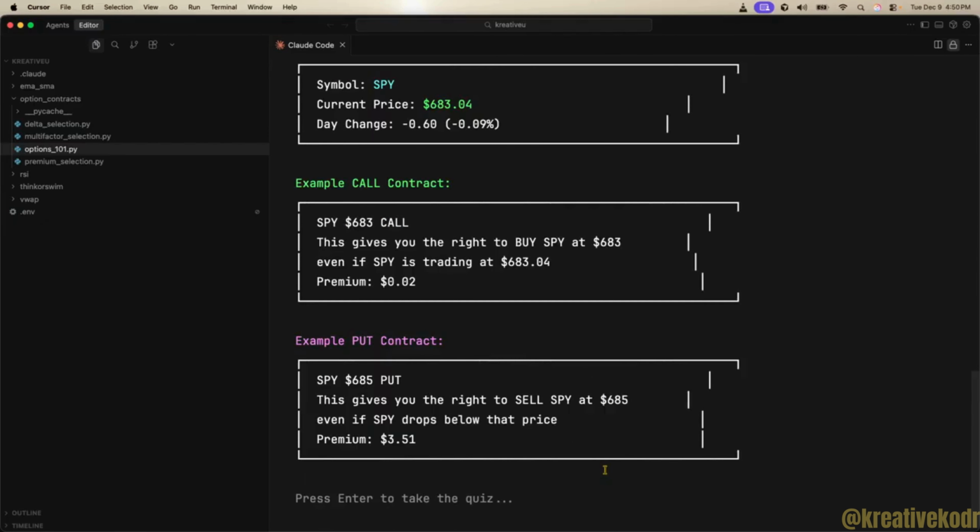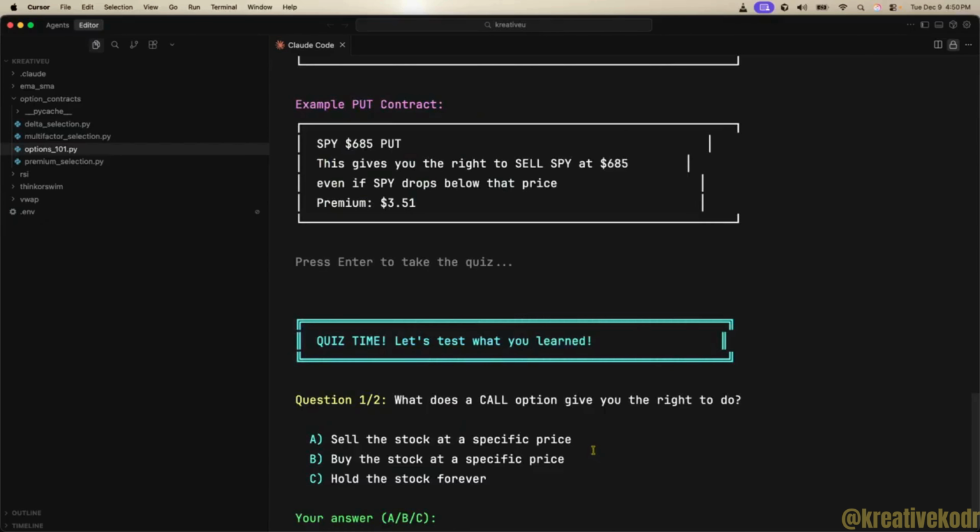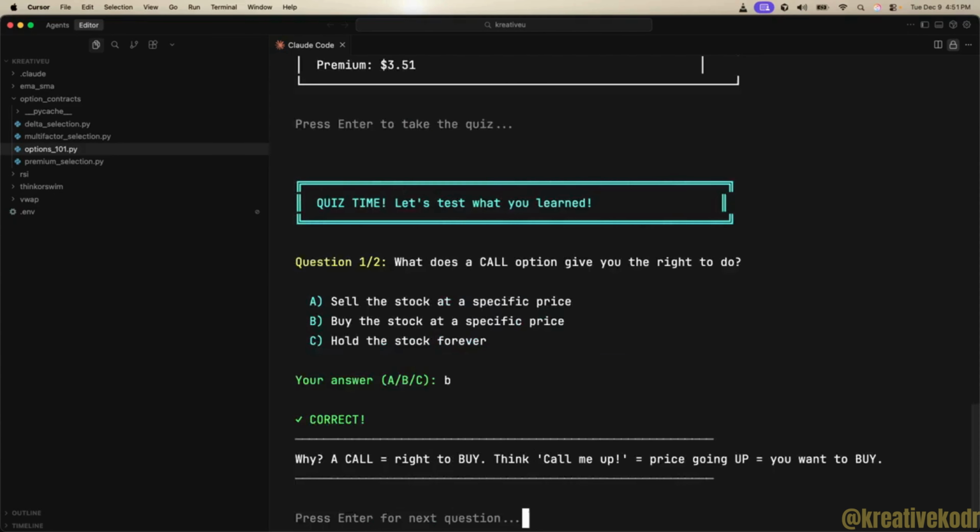So let's go ahead and take our quiz. I need you to follow along with me. Go ahead and put in the comments what you think the answer to the question is. What does a call option give us the right to do? Is it A, sell a stock at a specific price? B, buy the stock at a specific price? Or C, hold the stock forever and ever? All right, which one do you think it is? I'm going to say B. Do you agree? Let's see if we got it right.